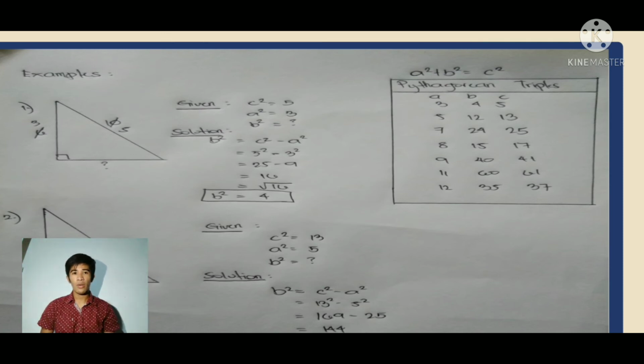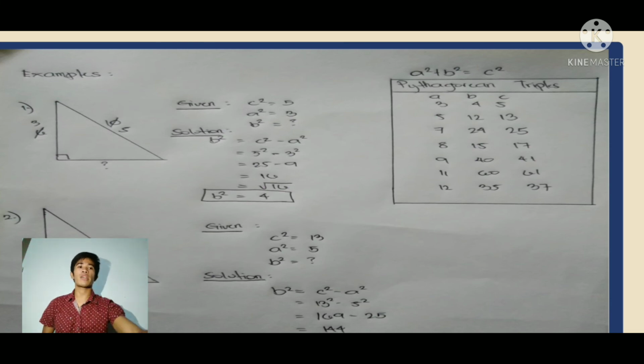Okay. So, given C squared, 5. A squared is 3. And B squared is the unknown. So, the solution, the formula, B squared is equal to C squared minus A squared. Substitute lang po. Value ng C squared natin is 5. And A squared natin is 3. 5 times 5 is 25. And 3 times 3 is equal to 9. 25 minus 9 is equal to 16. And the square root of 16 is 4. That will be our final answer. The value of B is 4.